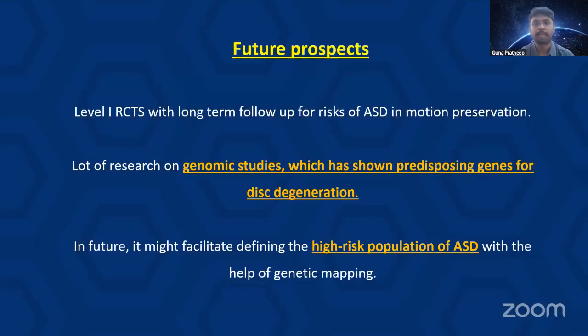So what are the future prospects? There is clear level 1 evidence for TDR in LDD. However, in ASD it is still lacking, and a lot of genomic studies on disc degeneration and genetic backup are still underway to identify the high-risk population of ASD and to help with genetic mapping.